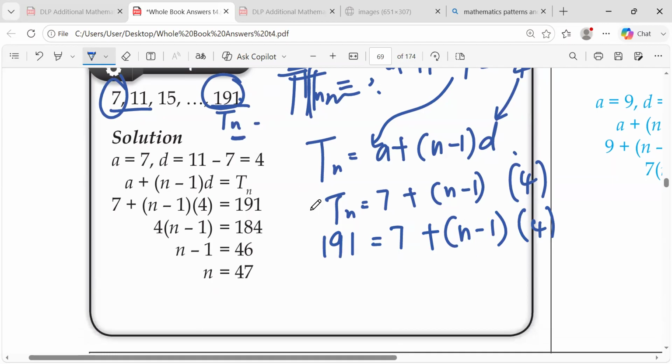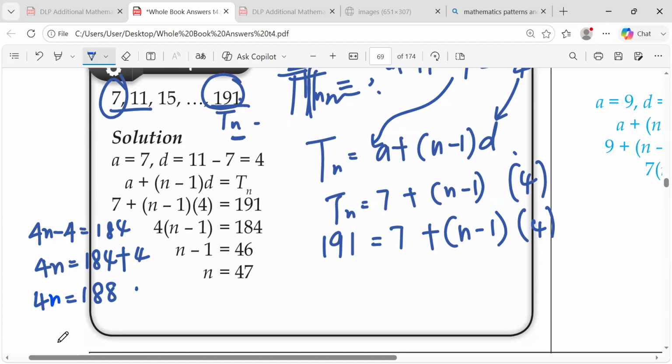So I just substitute. And then I expand it. 7 goes to the other side, it becomes minus. 4 times n, I get 4n. 4 times 1, I get minus 4. Okay, if I expand it, I get this. And then 4n equals to, this one becomes plus. And then divided by 4. Hopefully no mistake. Okay, I use my calculator to press.